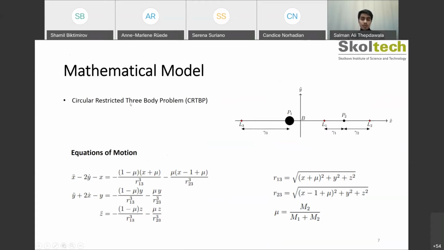Also, in the case of Earth and Moon, the lunar orbit in actuality is basically an ellipse, not circular, but we assume it to be circular because it helps in preliminary analysis, which is a very fast process to actually design the mission. And these are the equations of motion and some other parameters if you are interested.